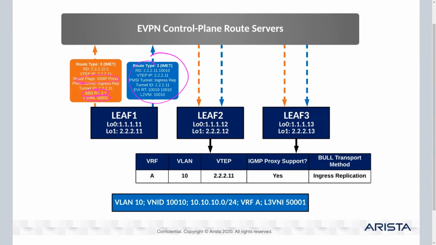So at the end of the day, ultimately what we have here is Leaf 2 and Leaf 3, once they receive this type 3 route originated by Leaf 1, they know that Leaf 1, servicing the EVI VLAN 10, VRF-A, supports IGMP proxy routes, and for this particular EVI, the BUM transport method is going to be ingress replication.